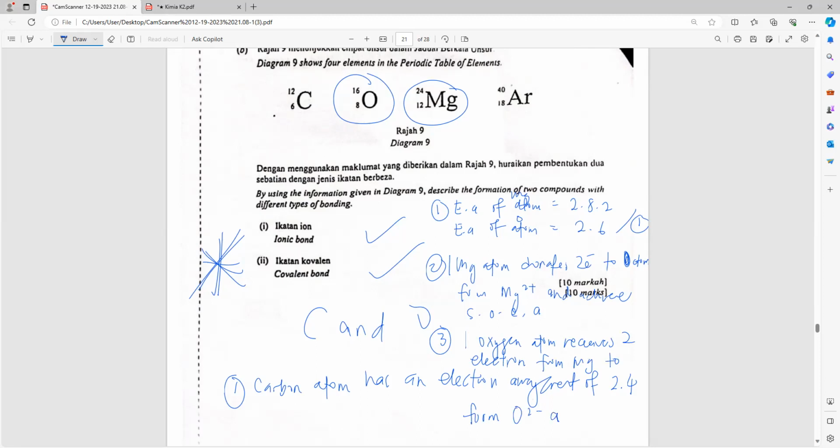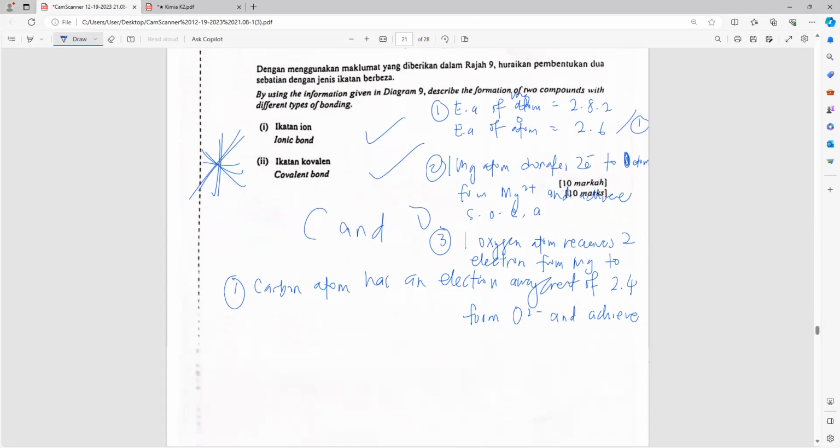And what do they want to achieve? Actually, the most important thing they want to achieve, what? Stable octet electron arrangement. Stable octet electron arrangement. Last but not least, your last mark. Okay? Mg2 plus and O2 minus are attracted to each other.